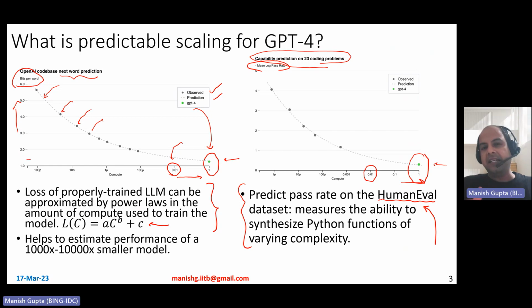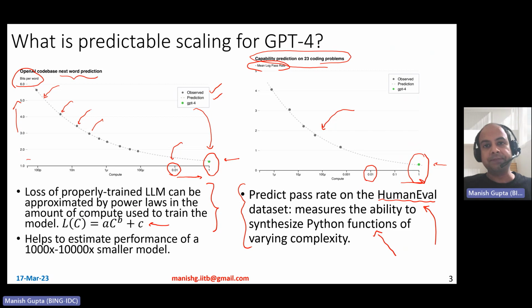And pass rate basically indicates, out of k trials the model does, how many times the model actually passes the test, right? So it sort of measures the ability to synthesize Python functions of varying complexity, right? And again, as you see from the plot, they try to fit a power law, and the power law fits so well, which basically means that as you throw in more and more compute, the model just becomes significantly better, way better at being able to synthesize Python functions.